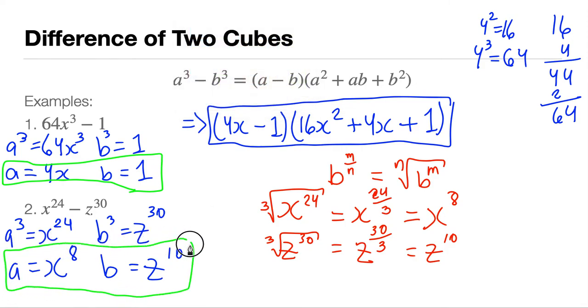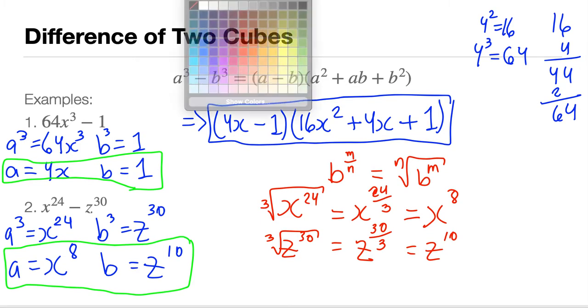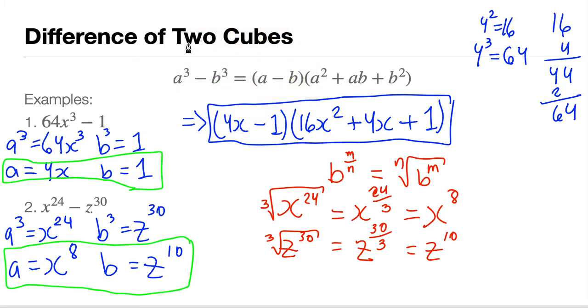So let's highlight those terms. To answer our factorization using the difference of two cubes, again our a is x raised to 8, our b is z raised to 10. It's going to be first a minus b, so we have x raised to 8 minus z raised to 10. That's it for the first term.